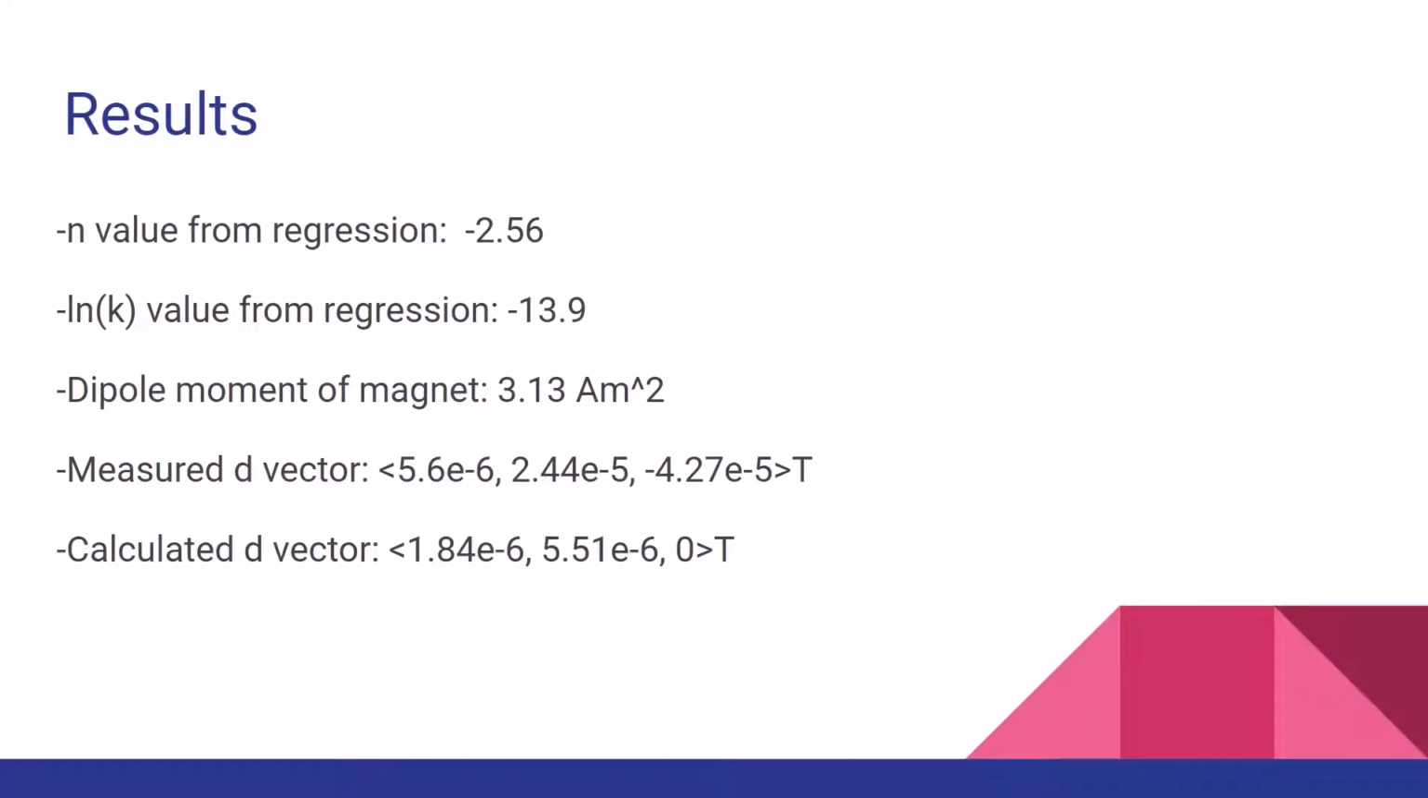So, some results. Basically, the exponential factor we found from our experiment is 2.56. We were able to use the measurement data from the apparatus to construct a regression, as shown later on. And the dipole moment of the magnet was found to be 3.13 amps meters squared. Now, the measured d vector we found is shown here, as well as the calculated d vector.